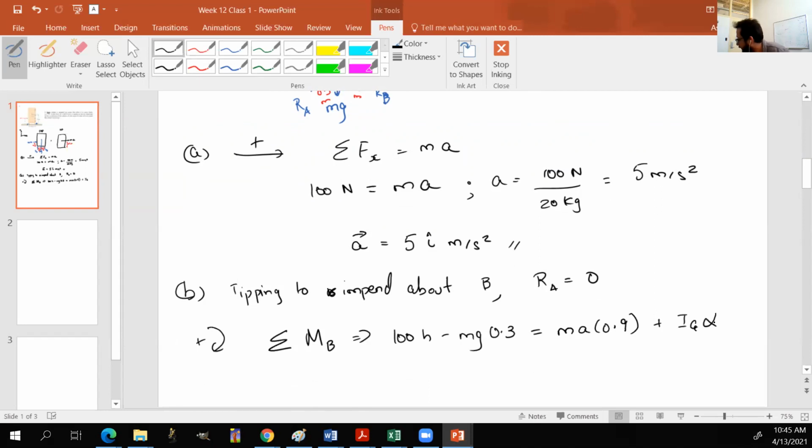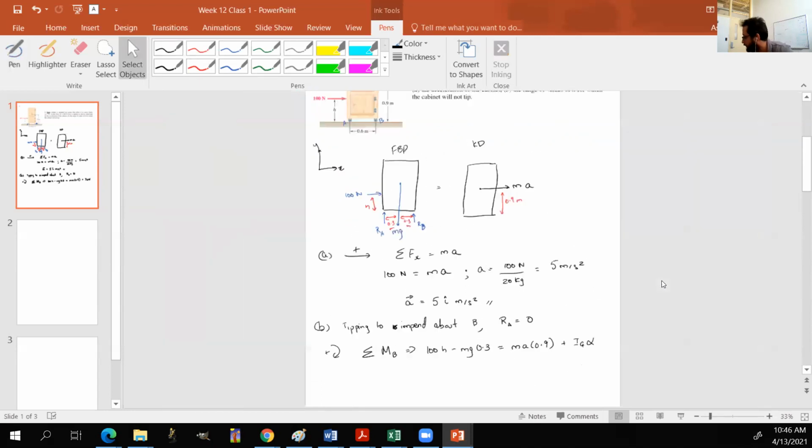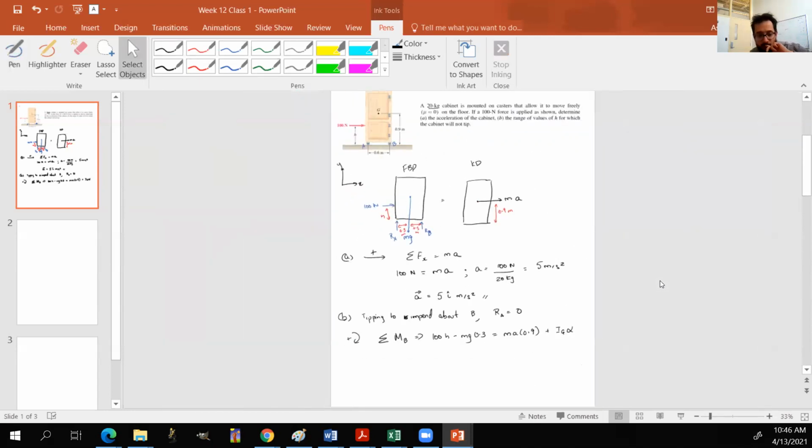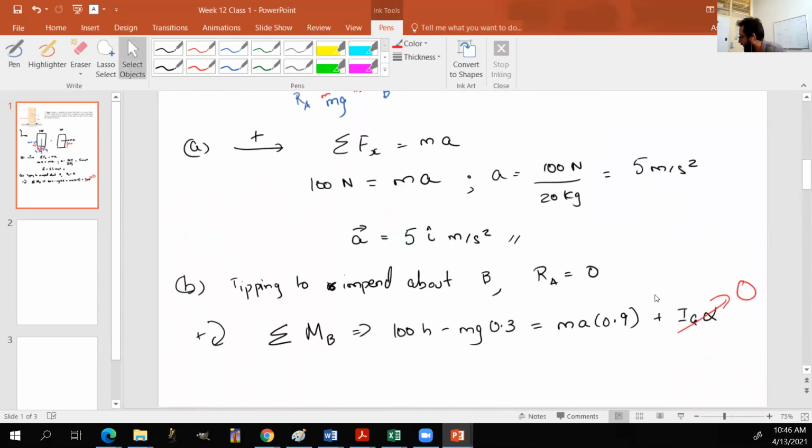Plus IG alpha, right? But what can I say about this IG alpha when tipping starts? It's 0, because this problem is in pure translation and you don't want tipping to happen. When tipping just starts, the angular acceleration is going to be equal to 0, so this term is just equal to 0. Here, you know everything except h. So if you solve this, you get that h is equal to 1.489 meters.